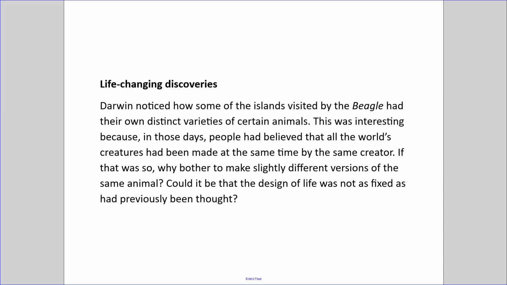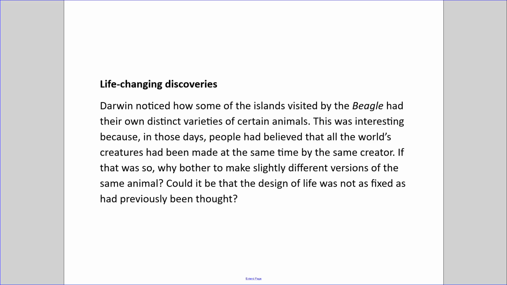Life-changing discoveries. Darwin noticed how some of the islands visited by the Beagle had their own distinct varieties of certain animals. This was interesting because in those days, people had believed that all the world's creatures had been made at the same time by the same creator. If that was so, why bother to make slightly different versions of the same animal? Could it be that the design of life was not as fixed as had previously been thought?